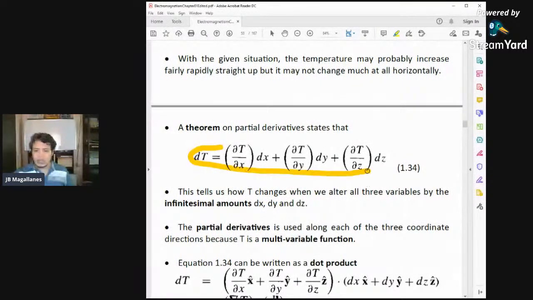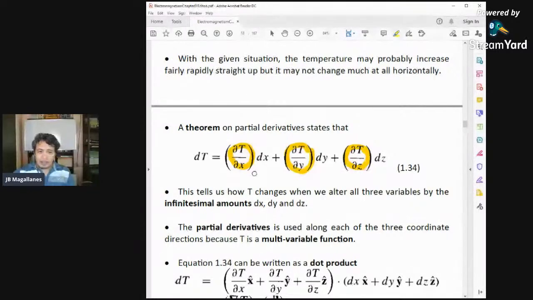So you are now changing t by dt. If you change the position from x, y, z to x plus dx, y plus dy, and z plus dz, there's a change in position. But look, you are differentiating t with respect to x only, and you are differentiating t with respect to y only, and you are differentiating the t function with respect to z only.